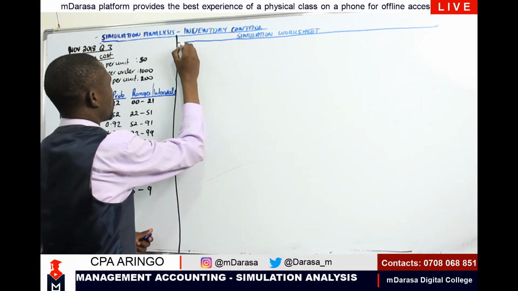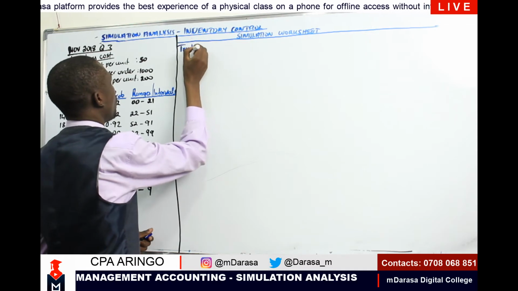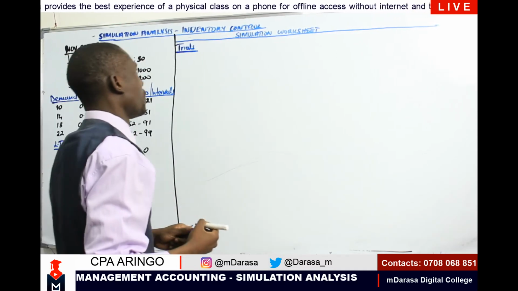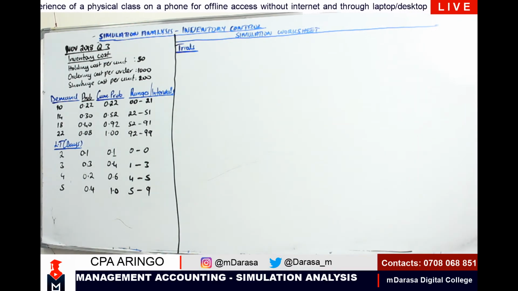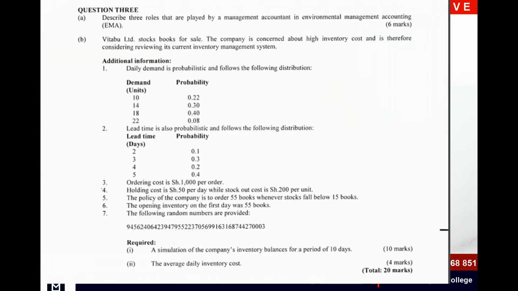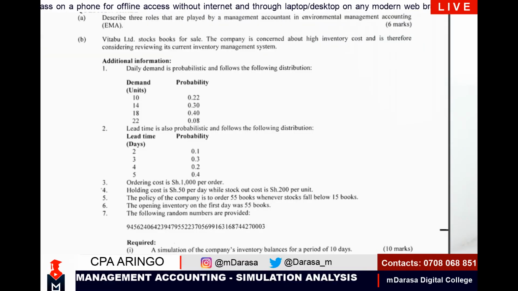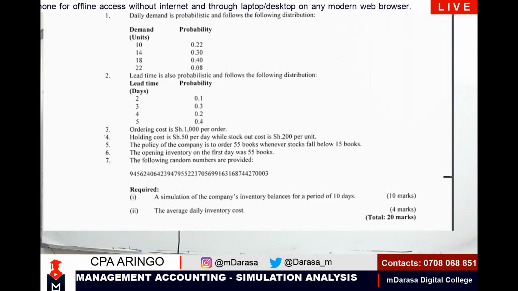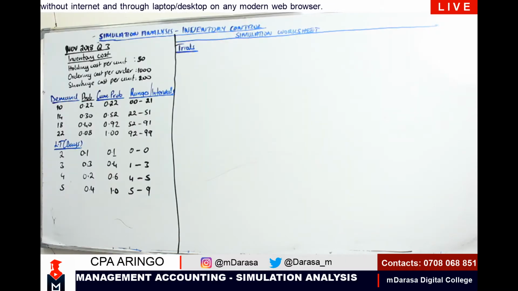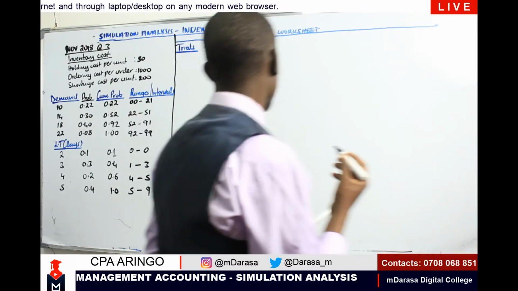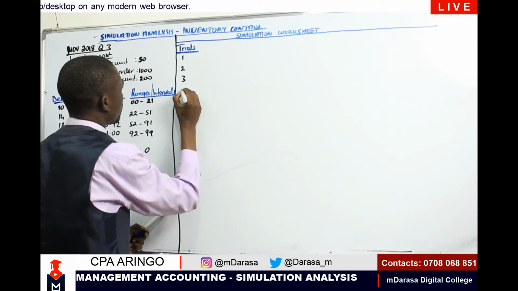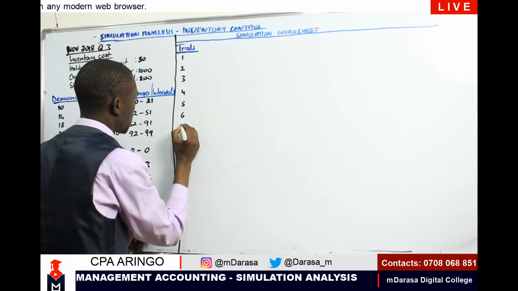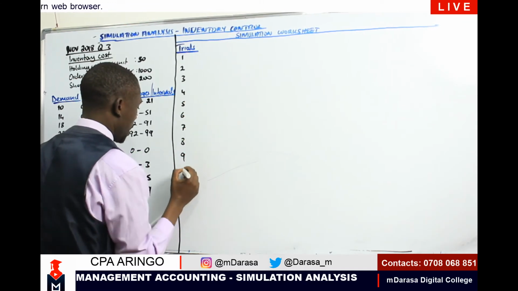So we start with our trials or runs. I need to prepare this simulation for how many days? Let us look and see. The question requires a simulation of the company's inventory balances for a period of 10 days. So therefore I'm going to have day 1, day 2, 3, 4, 5, 6, 7, 8, 9, and 10.